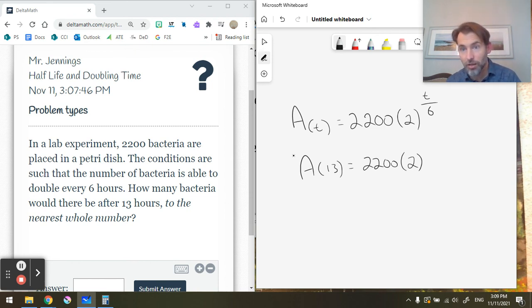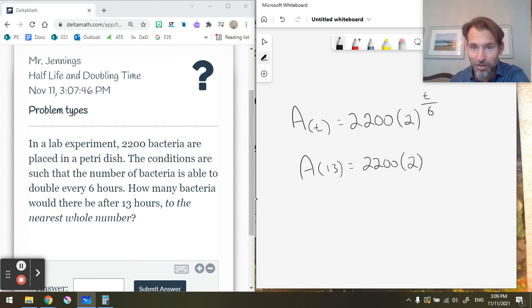It told me it doubles every 6 hours. So if I put 6 there, that would be 6 over 6 is 1, and 2 to the 1 is 2, so I'd be doubling this number after 6 hours. If I put 12 there, it's going to double, then double again, so it's going to be times 4. That's why this number goes there. It's also in the note that we took about half-life. It's the same idea. Doubling time is the same as half-life time. It's just the growth version of half-life.